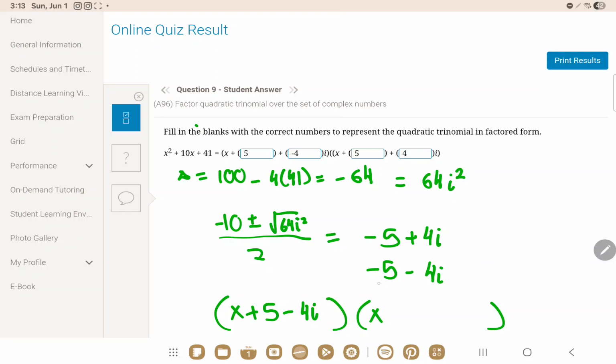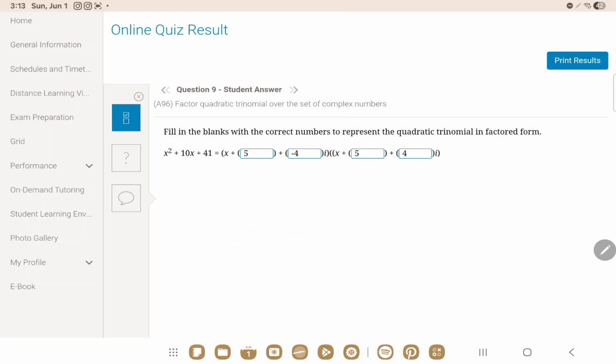Now, for the second one, you're going to do the same for the second answer. Negative 5, so plus 5. Negative 4i, so plus 4i. And that's your two answers in factored form. X plus 5 minus 4i. X plus 5 plus 4i. That's basically all you're going to do. That's it. Now let's move on to the next one.